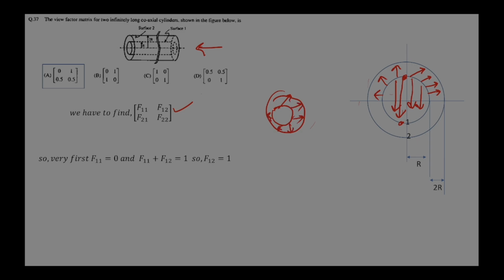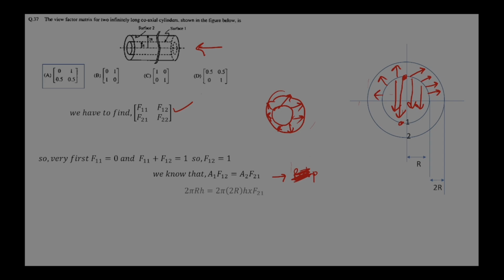Okay. Now we know that A1 F12 equals A2 F21. We called it the reciprocity equation or something like that, I forgot. I just wrote the equation because it was in my mind.